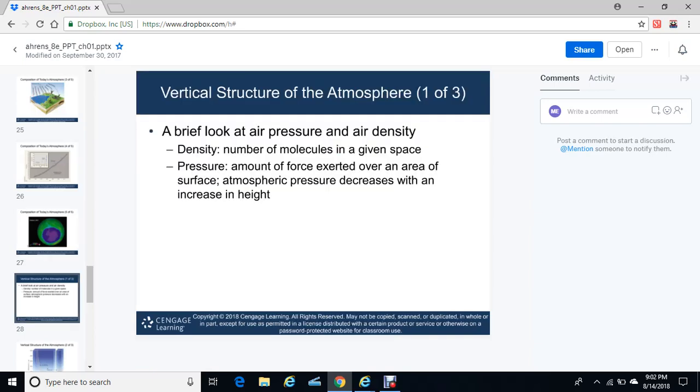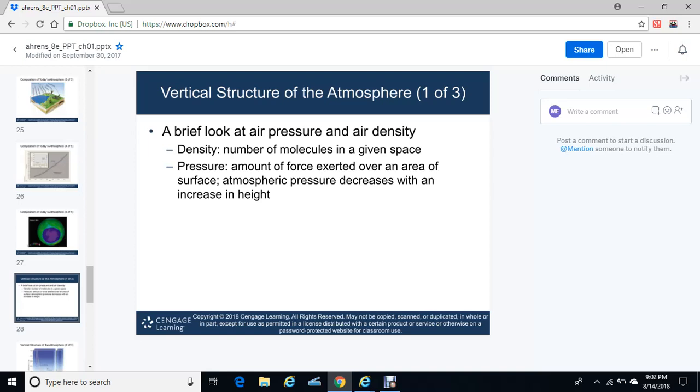The vertical structure of the atmosphere, now we're going to turn to that. All right, we're going to look at what air pressure and air density are. What you need to realize is density is just the number of molecules in a given space. You can actually do a formula for density. Density equals mass divided by volume. That's the actual formula for it. You may remember it from earlier science classes, perhaps.